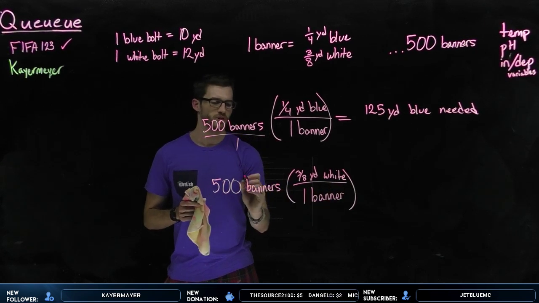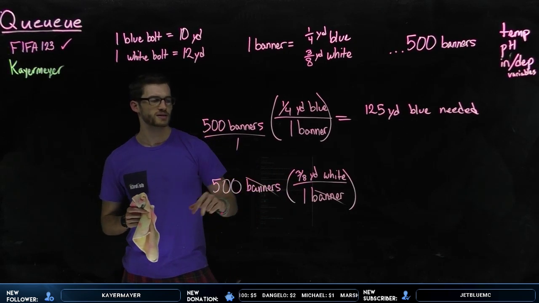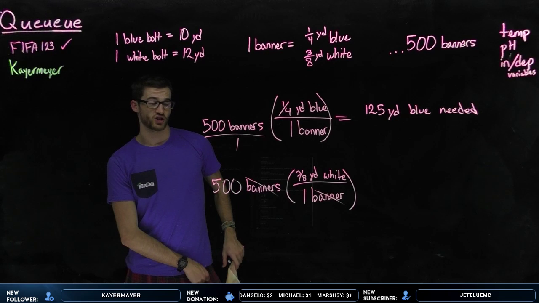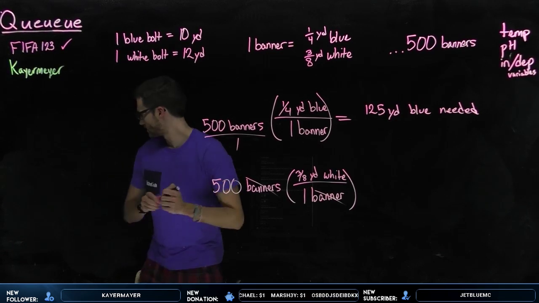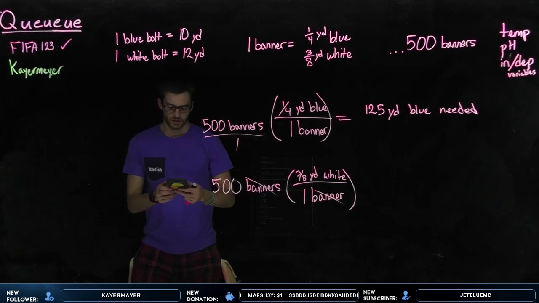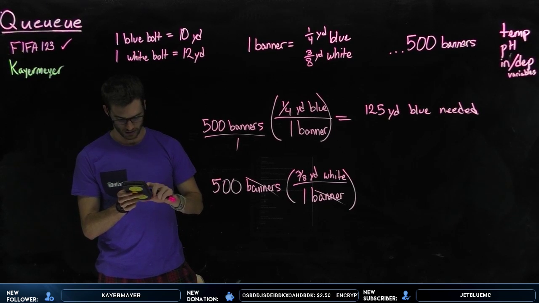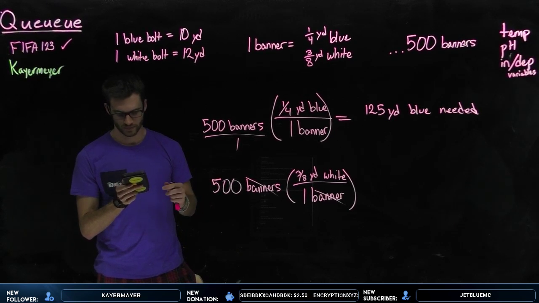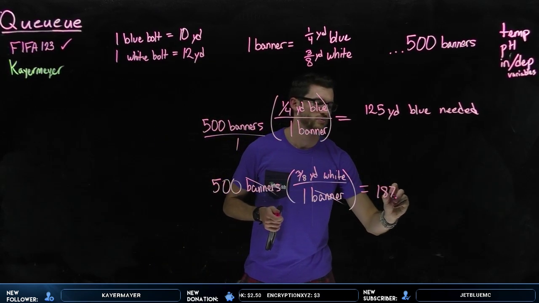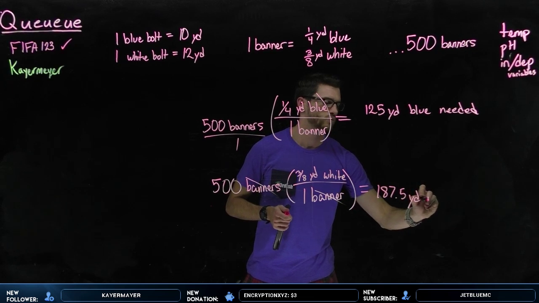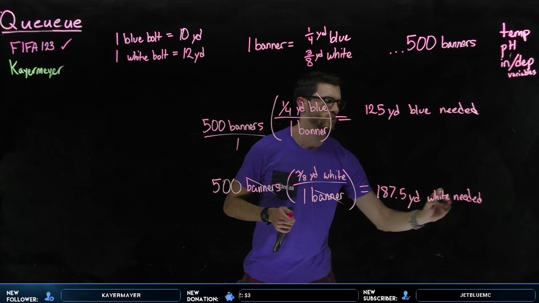Also, I didn't say this before, but the banners cancel out. That's the whole point of multiplying it by this conversion factor. And we have 3/8 of 500, which is what? Calculator. Yes. I should be able to do this in my head. Times 3 divided by 8. 187.5. So 187.5 yards of white needed. There are a lot of steps to this problem.